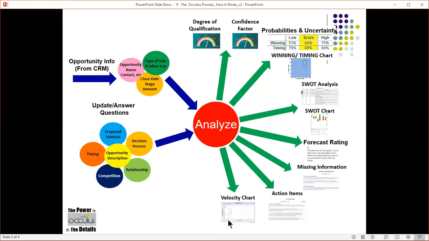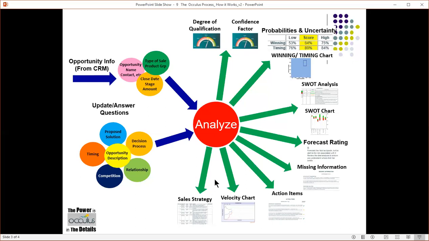And what happens is, as you follow Oculus's guidance in terms of getting missing information, you'll see these lines start to converge, which means that the high and the low are starting to converge on the score, which means you're increasing the degree of qualification. And as you implement the action items, you'll notice that the score will move forward, will move up. Clearly, what we want to do is move this score value up to 100%, which is the same here.